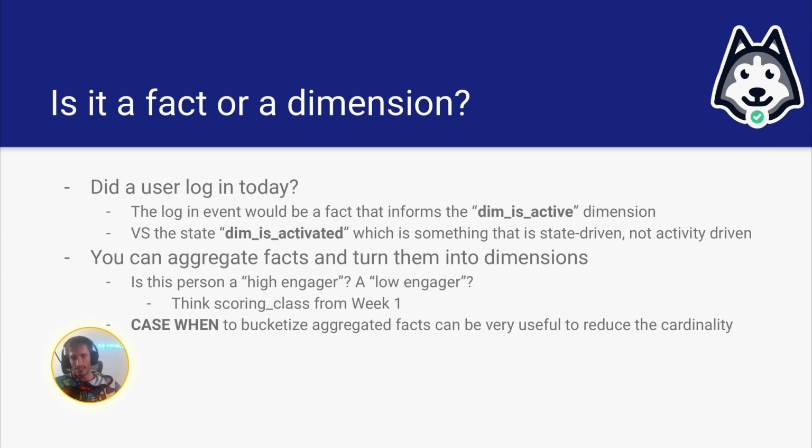So just letting y'all know that these dimensions and fact definitions do become blurry, and that's an important thing to remember. A big thing you want to think about when you are creating a dimension out of an aggregation of facts is, well, what is the cardinality of that dimension?